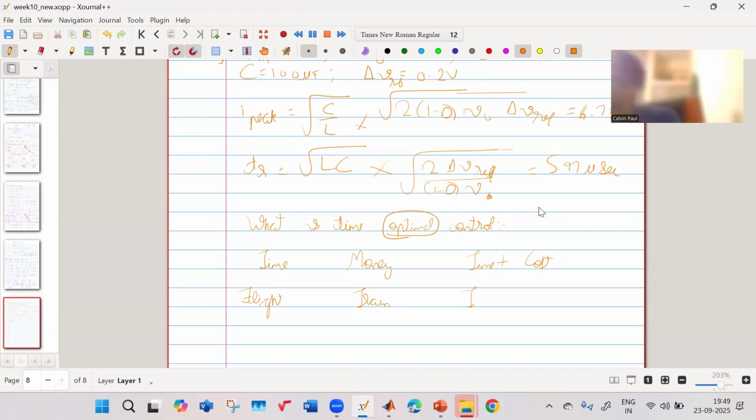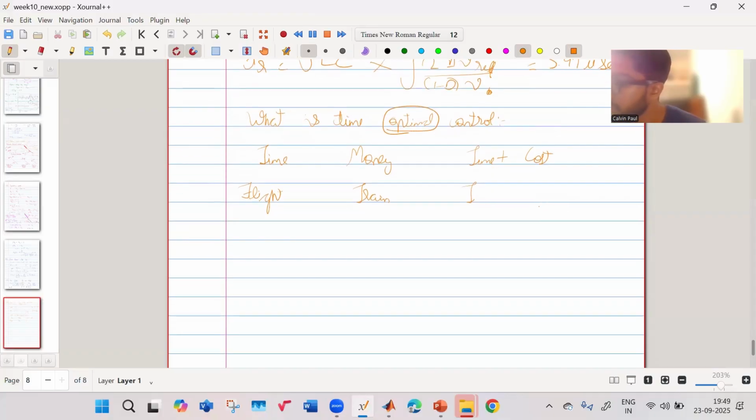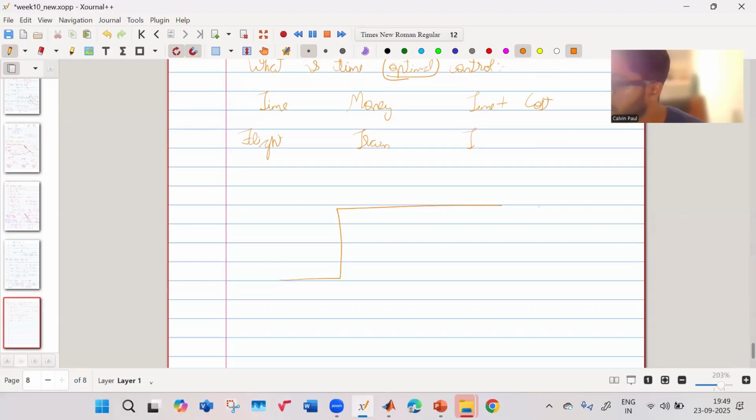Okay, so we are considering what is optimal. Now the case sir is considering is time optimal. Time optimal means your load current changes like this. Your output voltage could change like this and come. And your inductor current could be like this. It could change like this, like this, like this. Finally, it will come over here.